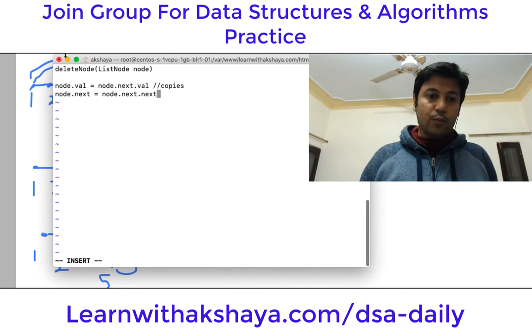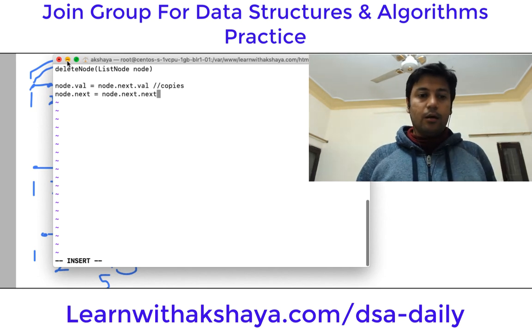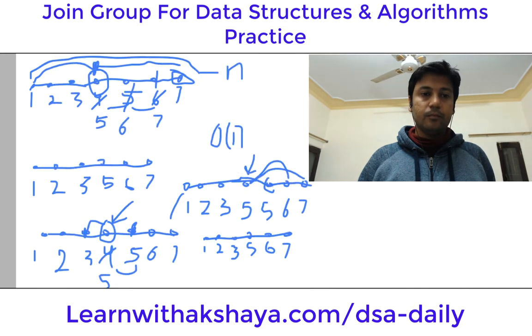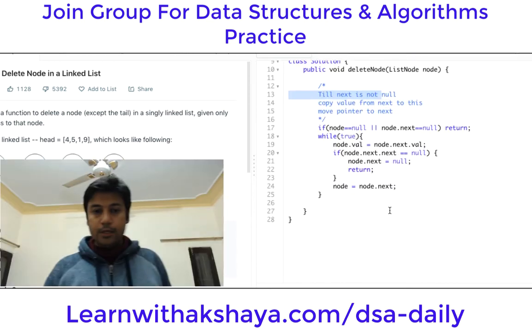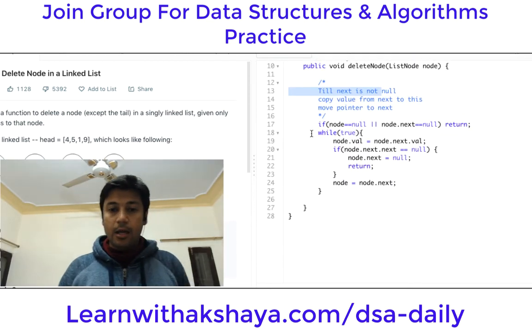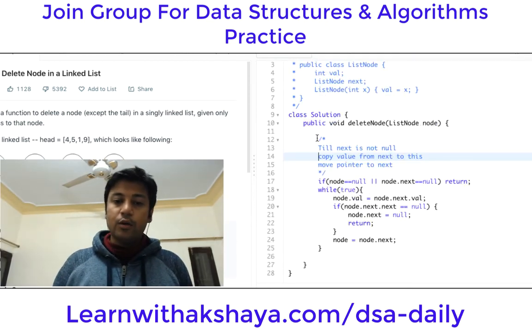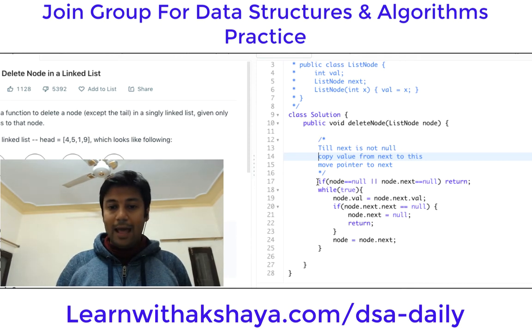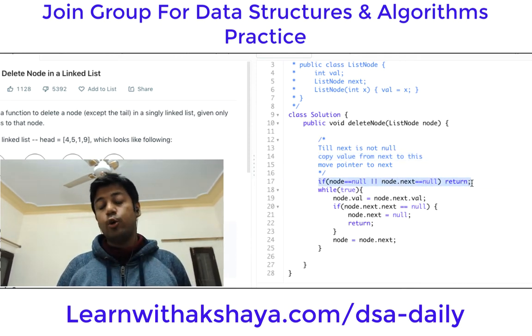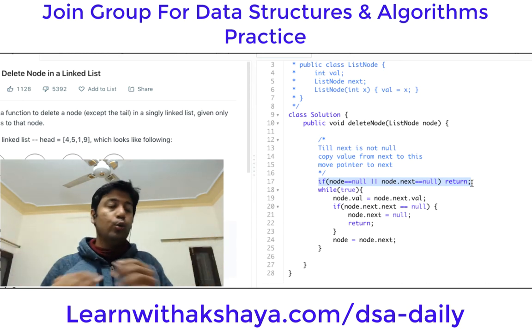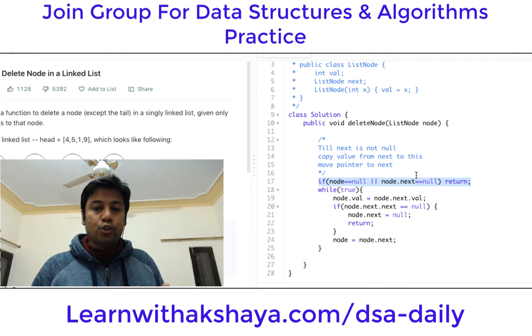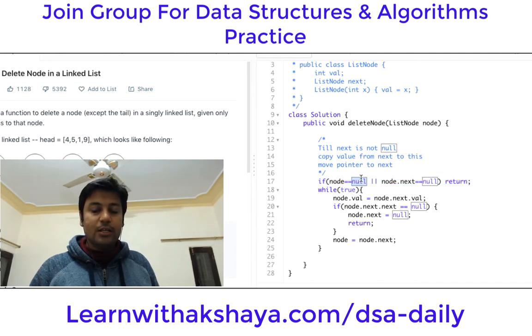Let me just share with you the code also, how I actually did it previously. So this is the code that I did. The first thing that I did was, if node is equal to null or node.next is equal to null, return, right? Basically if you have an empty list, you don't want to run into a null pointer exception, right? So in the case when node is null, you will just simply return and not do anything, right?